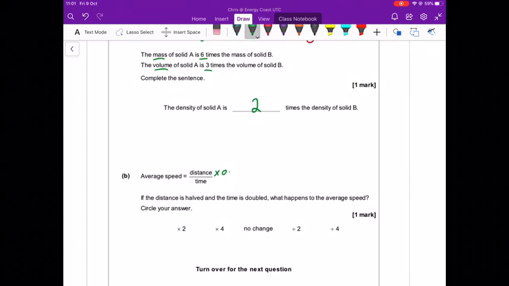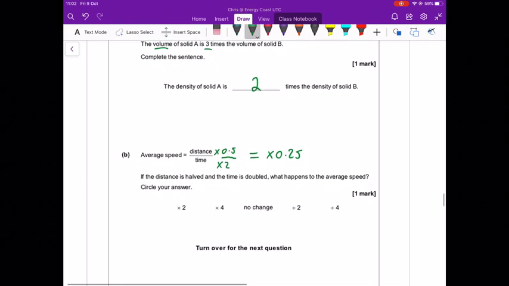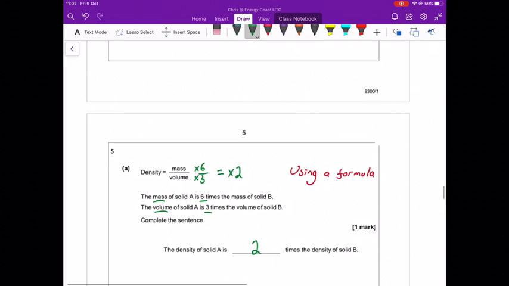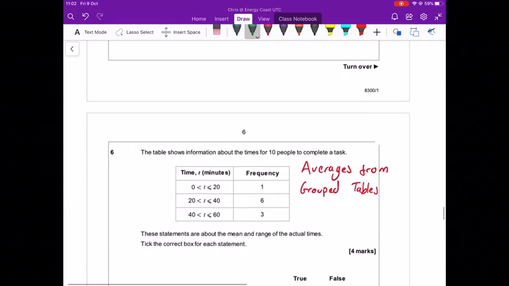If the distance is halved, the distance has been times by 0.5, okay? And the time is doubled. This is a bit harder than the one above, but what is 0.5 divided by 2? It's the same as timesing by 0.25, okay? Now, which of these things is the same as timesing by 0.25? It's the same as timesing by 1/4, and that means you just quarter it, yeah? It's 1/4 of, so it means you divide it by 4. Okay, so that's what we get for that one. Bit of a strange question, but there you go.